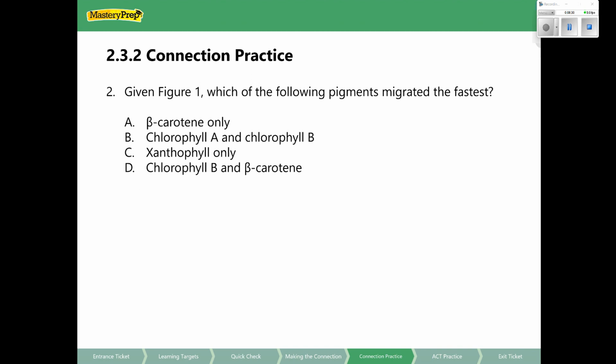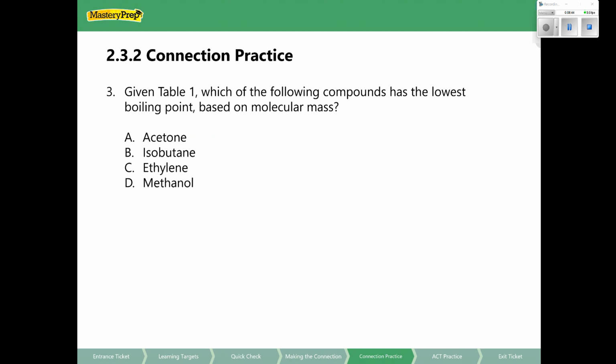So that leaves us with answer A or answer C, which are both the top values, but A is correct because that one is the fastest. Let's look at the next one. Given table 1, which of the following compounds has the lowest boiling point based on molecular mass?